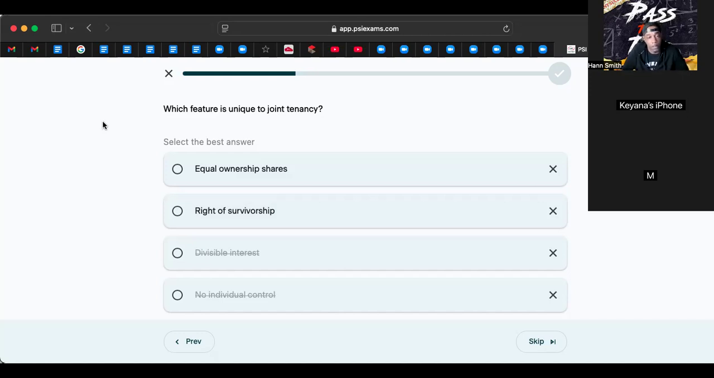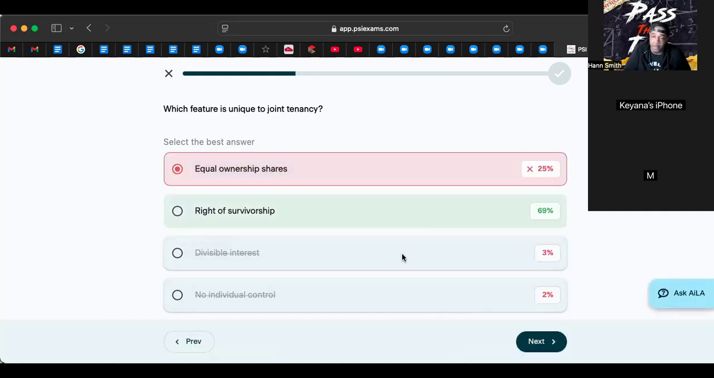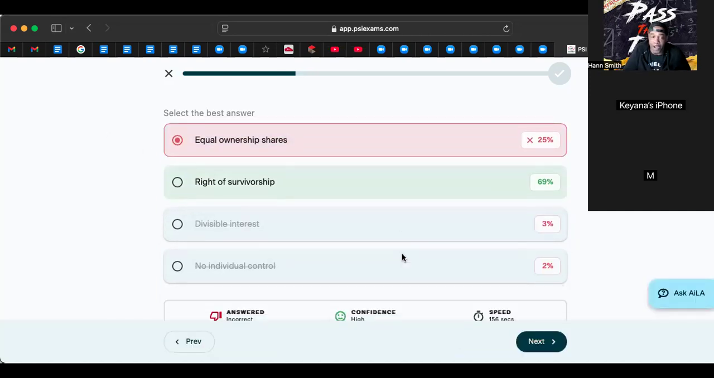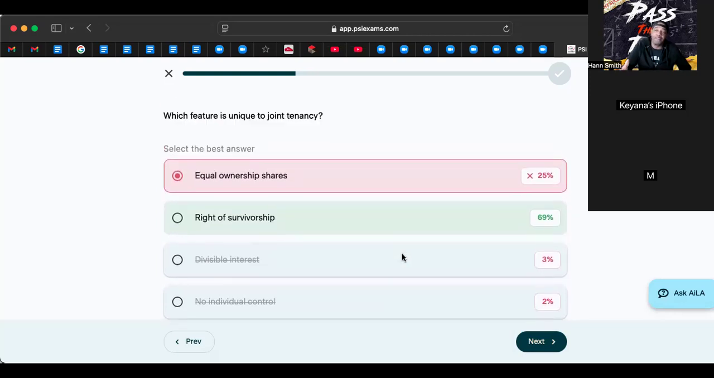I don't know though, man. Let's pick equal ownership shares. Let's not go against ourselves. Forget it, man, and we were wrong on that. All right, so it's right of survivorship, because you can have joint tenancy without the right of survivorship. So that's where I went with it, but it is what it is.